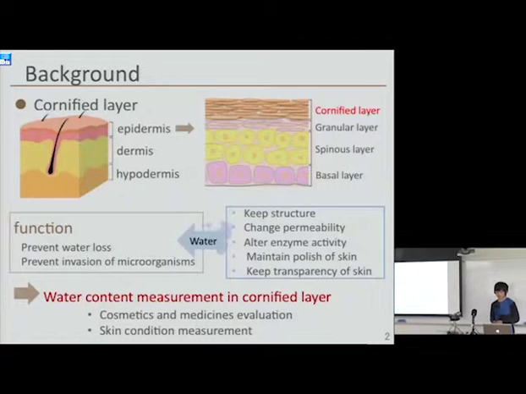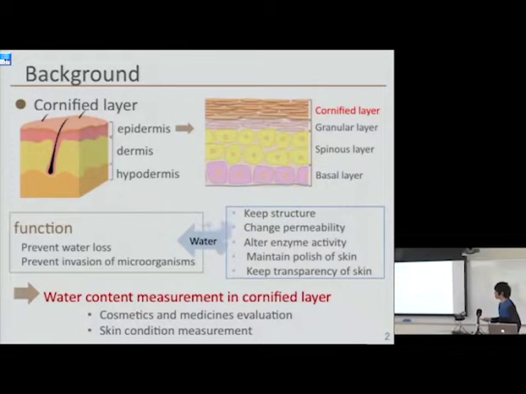What is the background? Our skin consists of 3 layers: the hypodermis, the dermis, and the epidermis. Especially, the epidermis is composed of 4 layers, and the cornified layer is the uppermost layer of our skin. And it has many important functions.